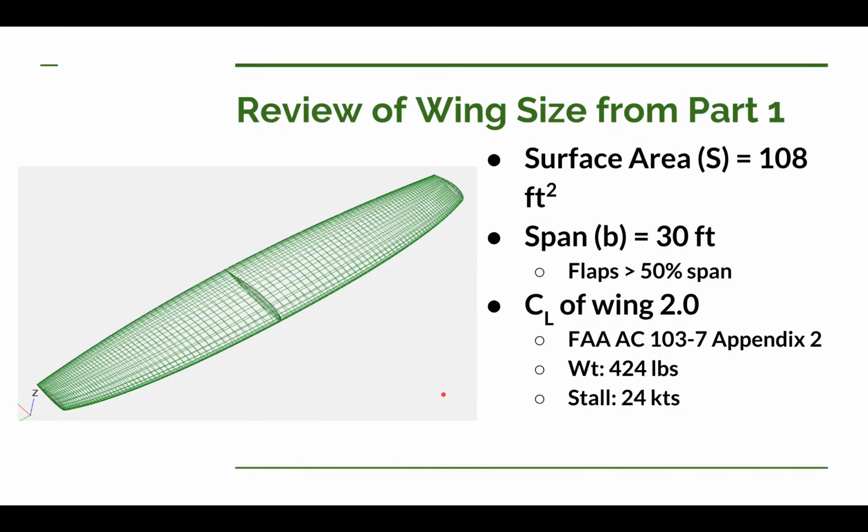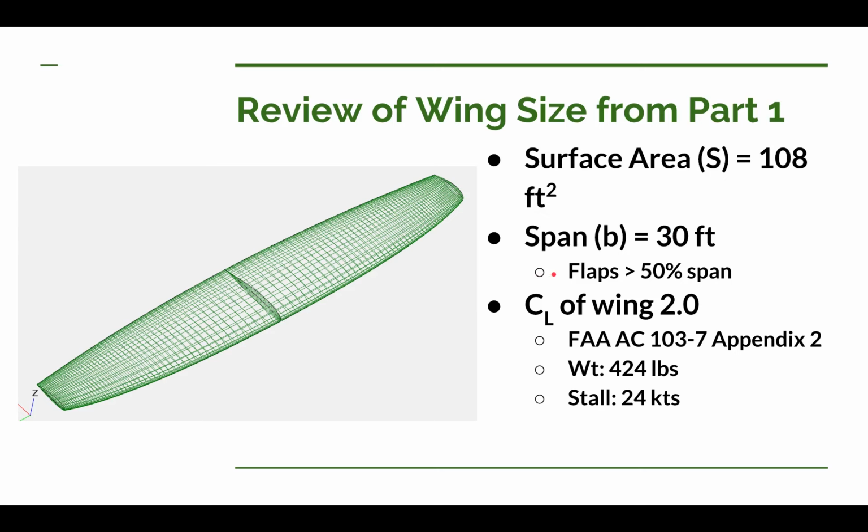Let's review what we came up with from part 1 of the wing size video. The result was a surface area of 108 square feet. We were estimating a span of 30 feet, which really wasn't part of our area calculation, but we were coming up with 30 feet as a reasonable compromise between a minimum span of 24 feet for stability and a maximum span of 37 feet to fit in our 16-foot trailer.